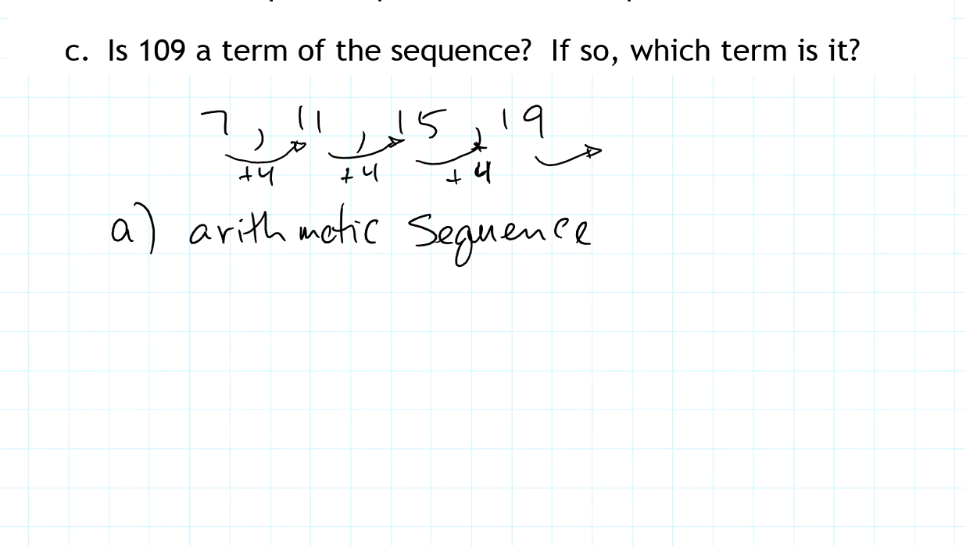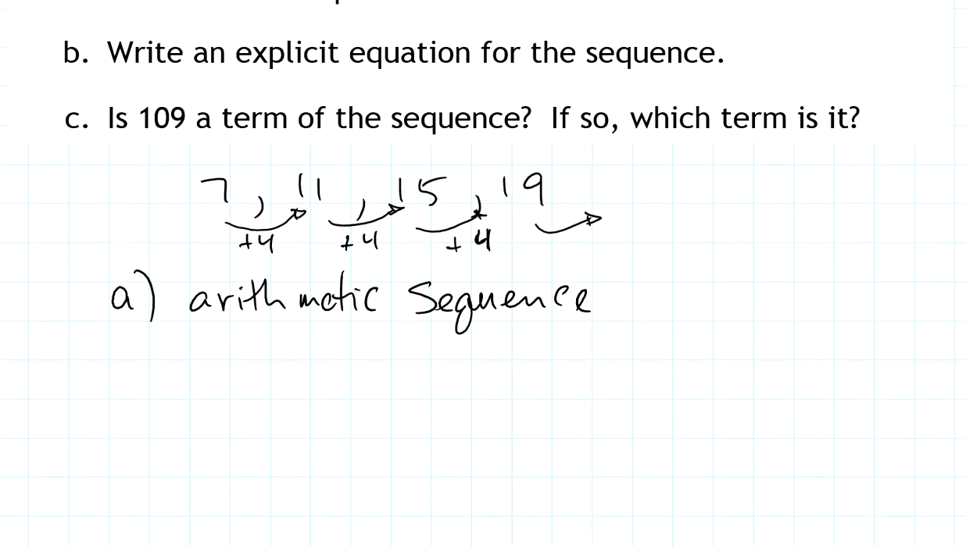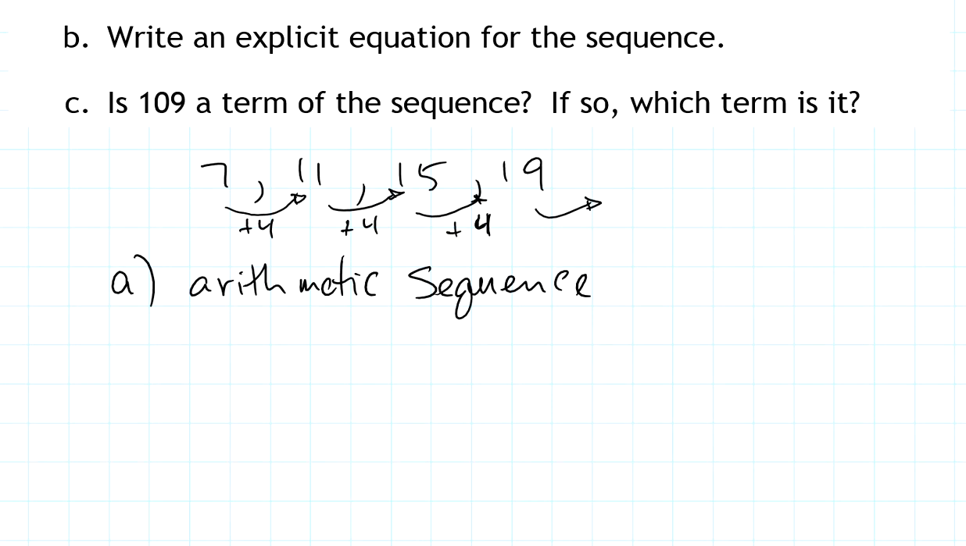The next thing it says is write an explicit equation for this sequence. Well, to do that, we need to know the common difference, and we've got it, that's 4. But we also need to know the 0th term. So if my first term is 7, and I want to go back to the 0th term, I'm just going to subtract 4 from that, right, in order to move back to the 0th term. 7 minus 4 is 3, so my 0th term is 3.